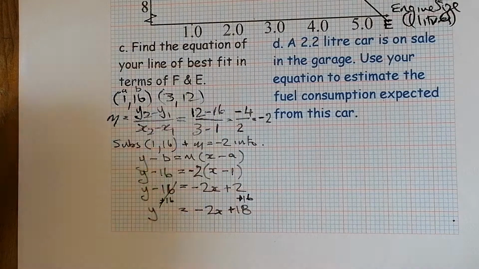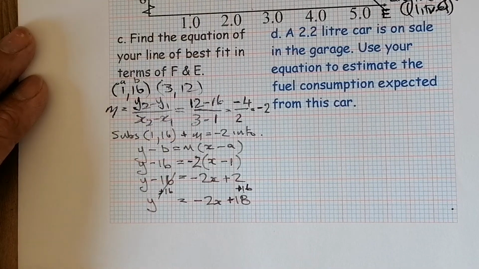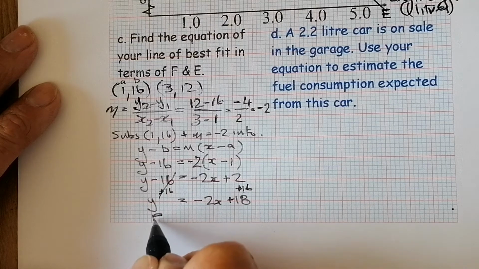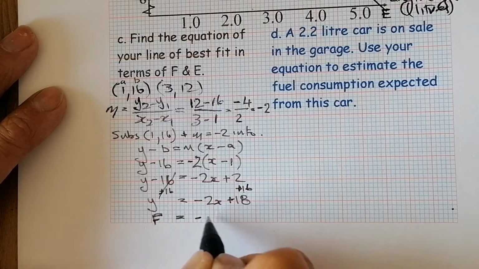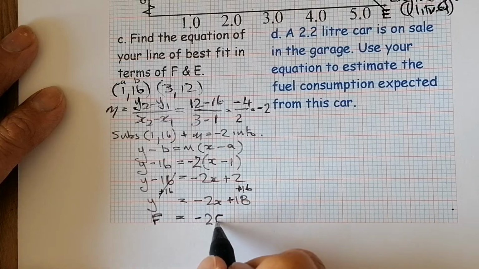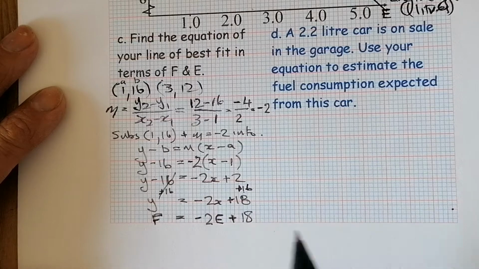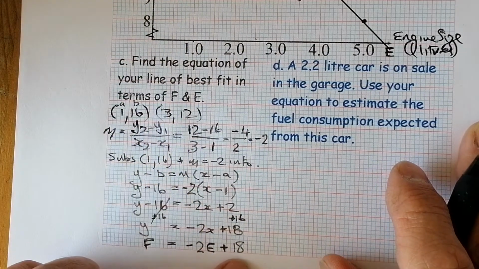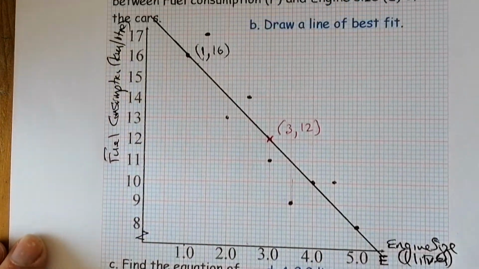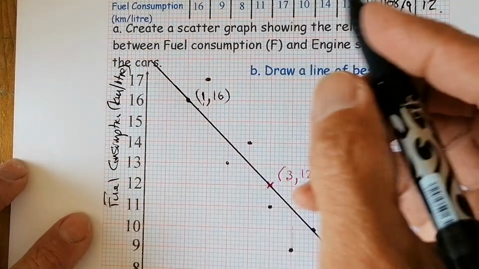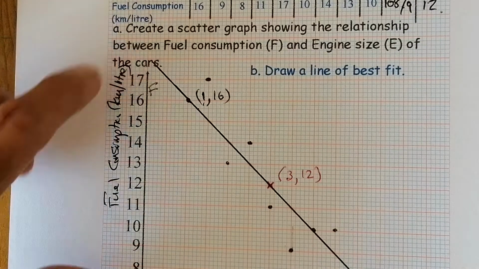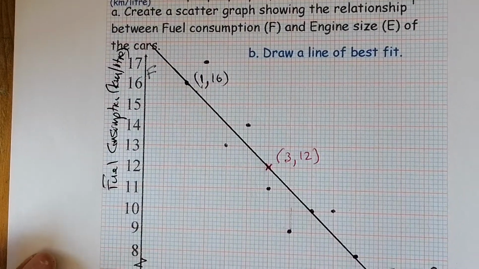So there's a general equation for me, but remember what I've got to do is change it into the letters that I'm going to use in my graph. So for fuel economy, I'm just going to use an F. So F is equal to minus 2, and for the engine size, I'm using E, plus 18. And probably what I could see from the graph, if I've got an 18, that's where I should be cutting through the y-axis, or in this case, the F-axis. And that looks like it's hitting 18 about there. Yeah, so pretty close to that.